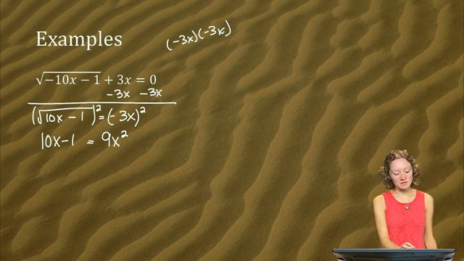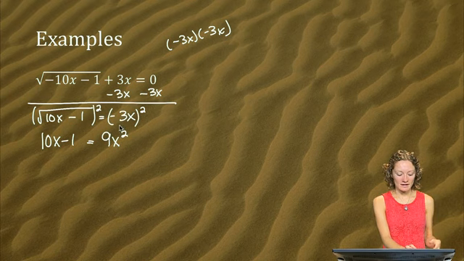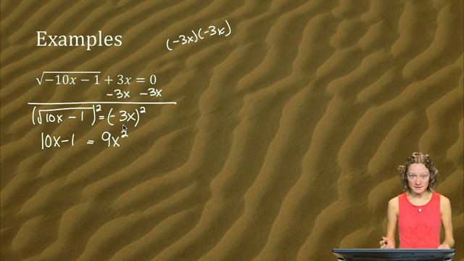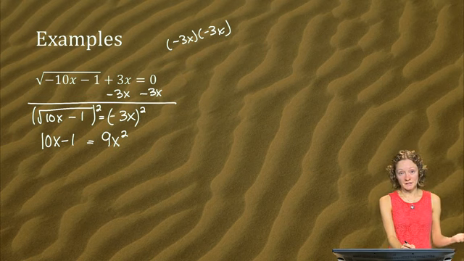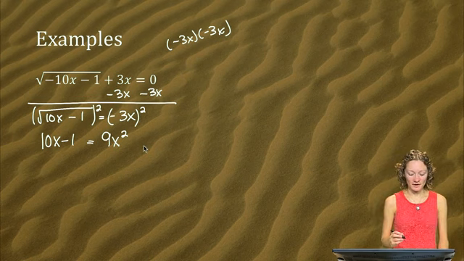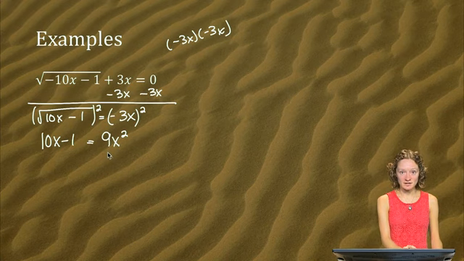And I know it's tempting to look at that second line that we had and say, well, no solution is going to work because there's a negative on that side, but we don't know what x is. If x is negative, it'll multiply by negative and become positive, which would be okay. So we continue on. We'll go back and check when we get to our final solutions. So we have 10x minus 1 equals 9x squared.